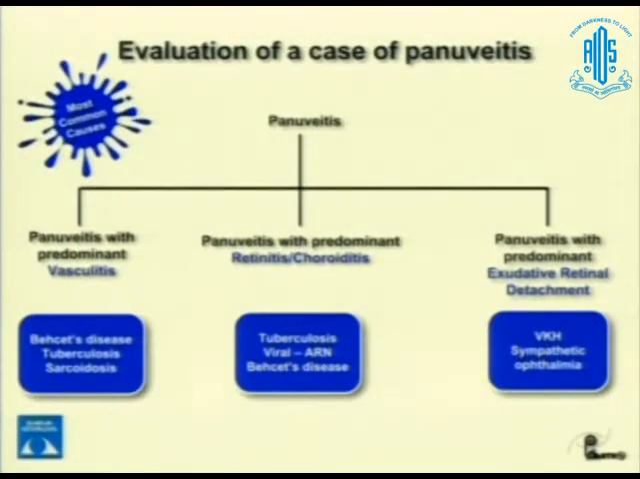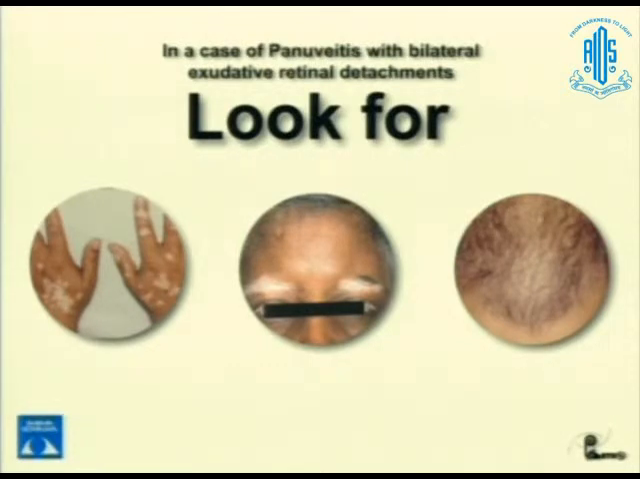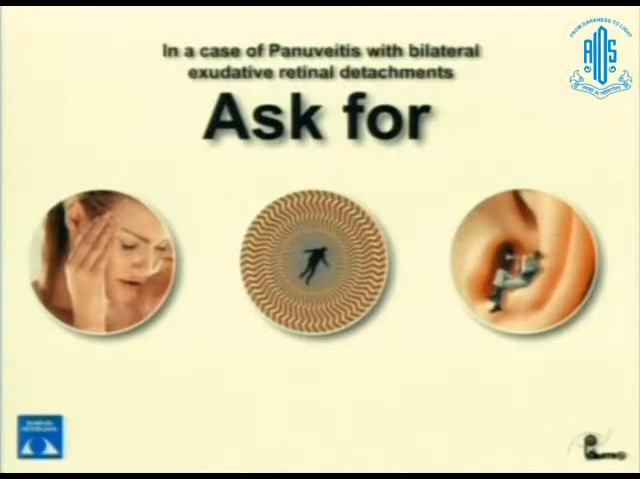The last variety, the panuveitis, can present with predominant exudative retinal detachment. Then think about two conditions. One is VKH, another is sympathetic ophthalmitis. Look for, if one patient has come with panuveitis with bilateral exudative retinal detachment, look for white patches, patchy hair loss. This can be a case of Vogt-Koyanagi-Harada's disease. Also, take the history, ask for any history of headache, meningismus, vertigo, or any history of hallucination, auditory hallucination, or tinnitus.